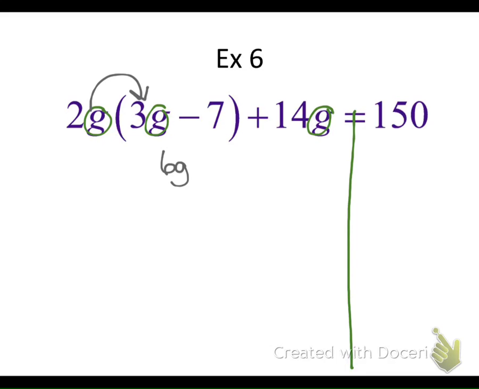When you multiply variables together, what do you do with those variables? How many variables are we going to have? 2. So it's 6g squared. Very different. So then we're going to take 2g times negative 7. Negative 14g. And then I just bring down my plus 14g equals 150.